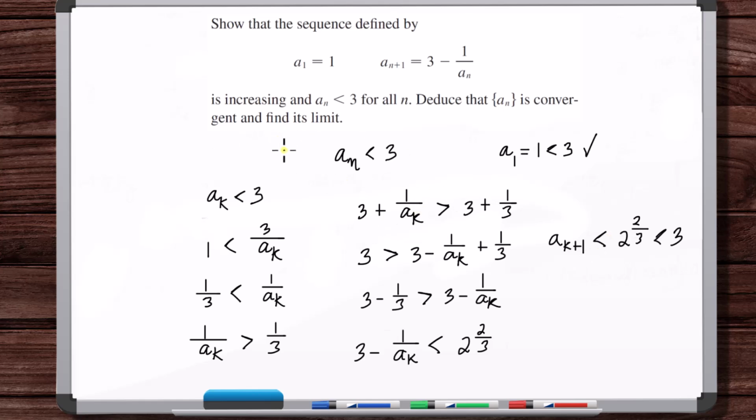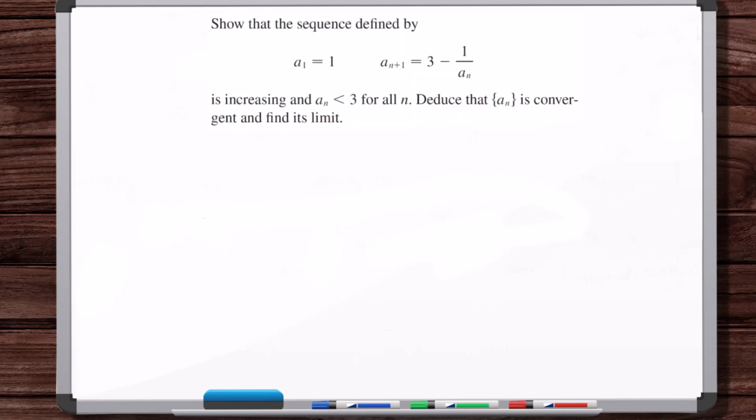But we've shown that no matter what, it's bounded and it's monotonic. So the sequence is convergent according to the monotonic sequence theorem. So now let's go ahead and find what the limit is. Okay, we're going to say that the limit as n approaches infinity of a sub n plus 1 is equal to the limit as n approaches infinity of what is a sub n plus 1? It's 3 minus 1 over a sub n.